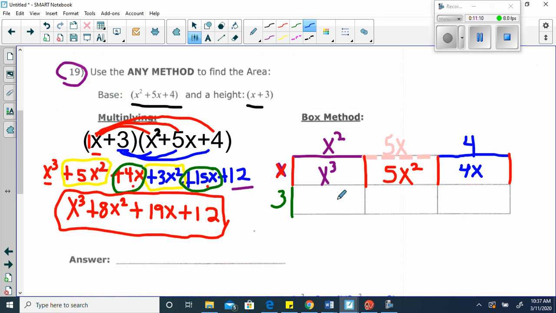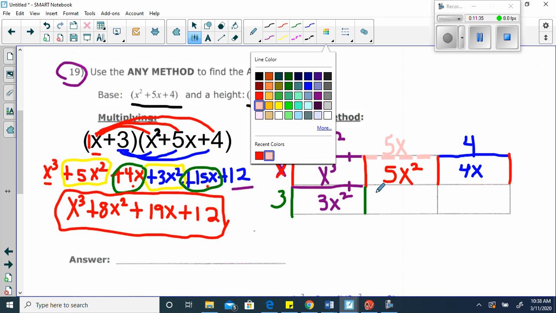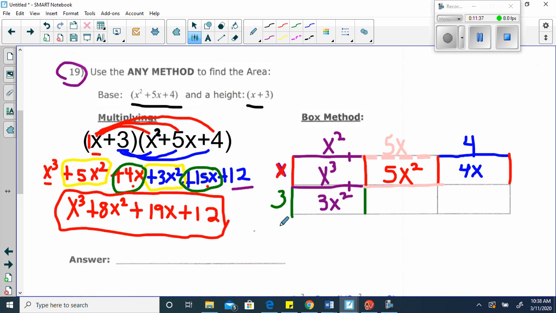Okay, so we have everything up here. Now we're going to come down here. We have a 3, and we're going to be multiplying it by x squared, because if this is x squared, so is this. So 3 times x squared is 3x squared. Here I'm going to be doing 3 times 5x. This is where it gets a little hard to see. So you're bringing this down. This is 5x, and this is 3. Because this is congruent to this, and this is the same as this. So 3 times 5x, that's 15x.